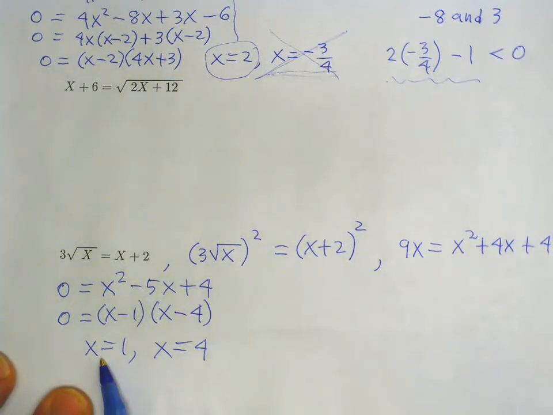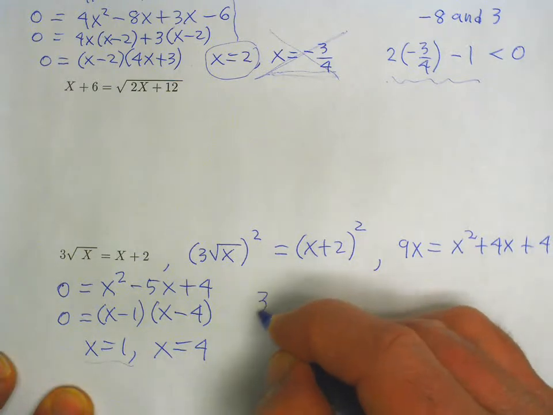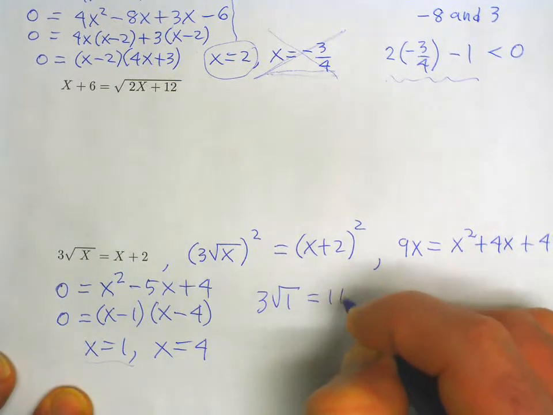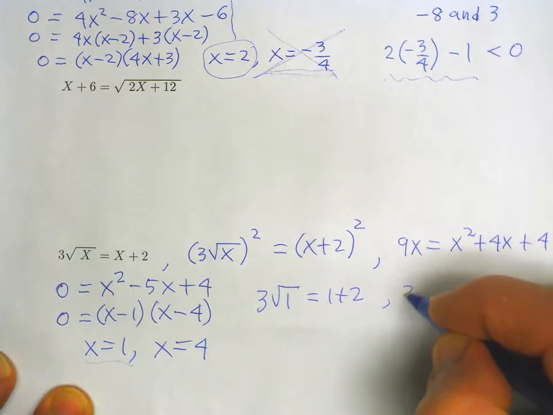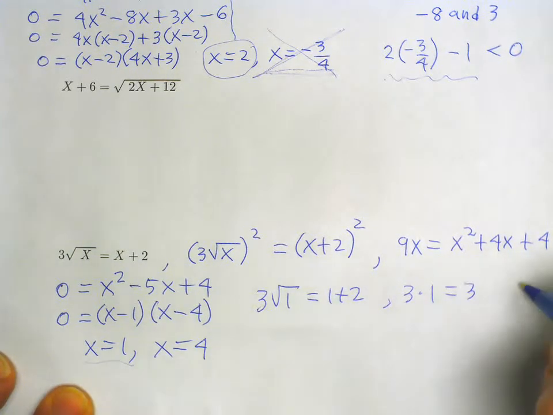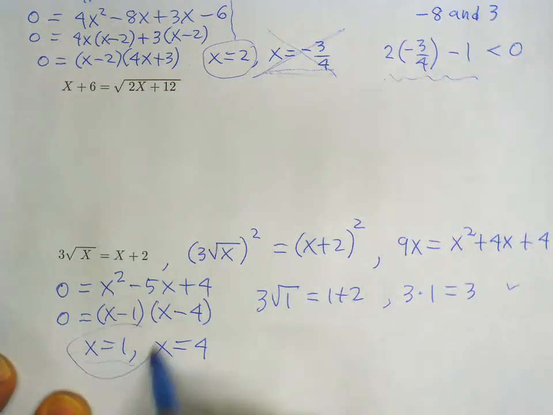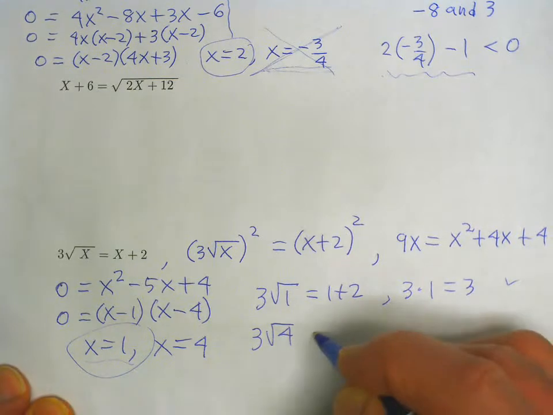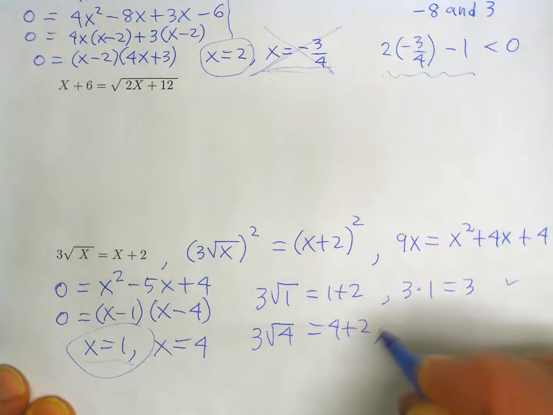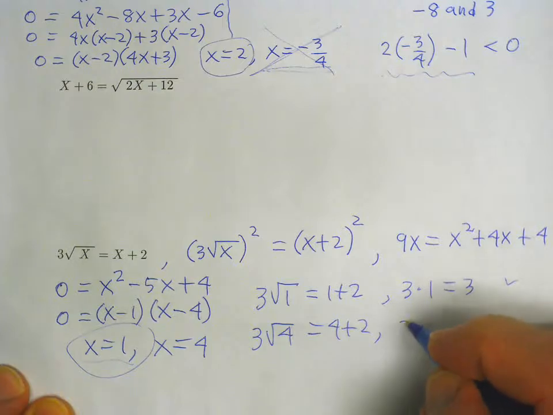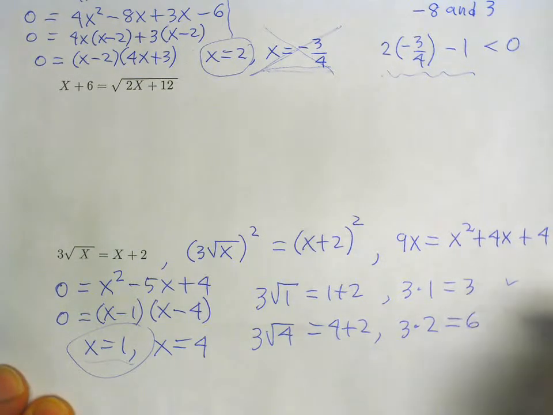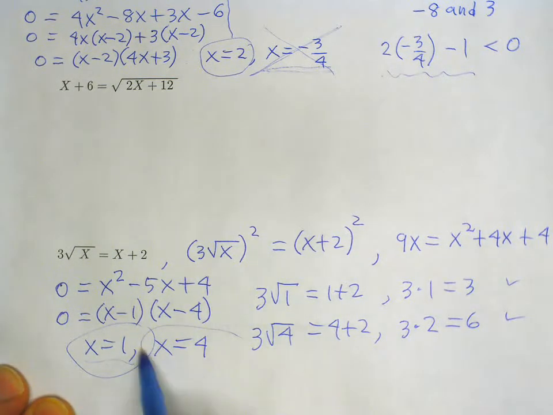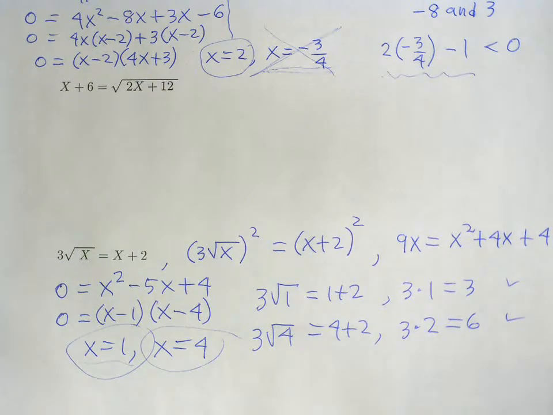And so we'll check those one at a time. First check x equals 1. 3 times the square root of 1 equals 1 plus 2, or 3 times 1 equals 3. That's true, so 1 is a solution. And when we test x equals 4, 3 times the square root of 4, is that equal to 4 plus 2? The square root of 4 is 2, so 3 times 2 is 6. That is also true. So this equation has two solutions.